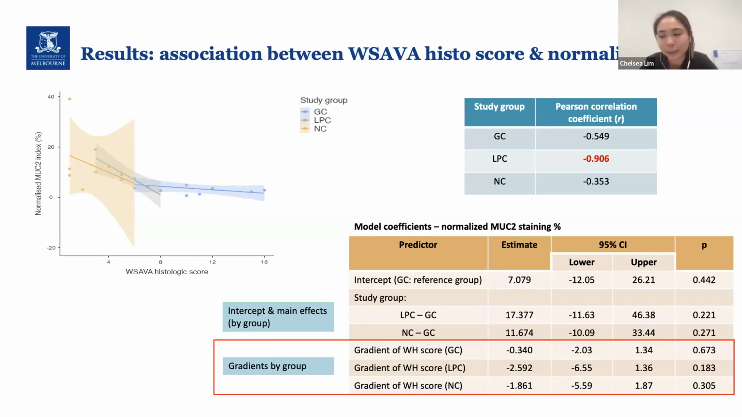When assessing the effect of individual histologic parameters on MUC2 expression, which was done on separate scatter plots, the magnitude of negative correlation in LPC dogs appeared to be influenced by the severity of superficial epithelial injury and crypt hyperplasia, which, if you recall, are two of the histologic parameters included in the Wasaba histologic score. And these likely reflect damage to your MUC2 producing goblet cells.